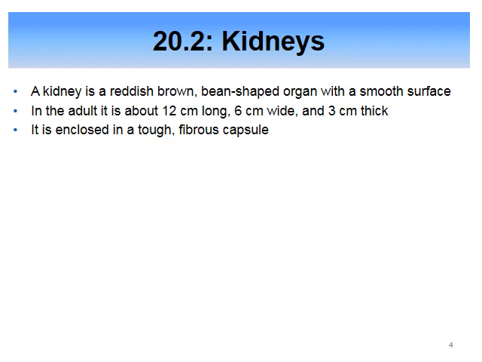Okay, so the kidneys, they are reddish brown. They are bean-shaped organs with a smooth surface. Adult kidneys are about 12 centimeters long, 6 centimeters wide, and 3 centimeters thick. It is enclosed in a tough fibrous capsule.